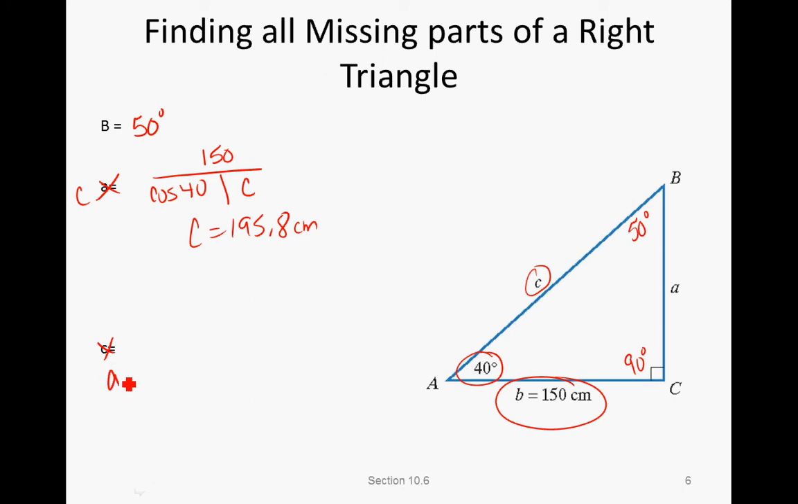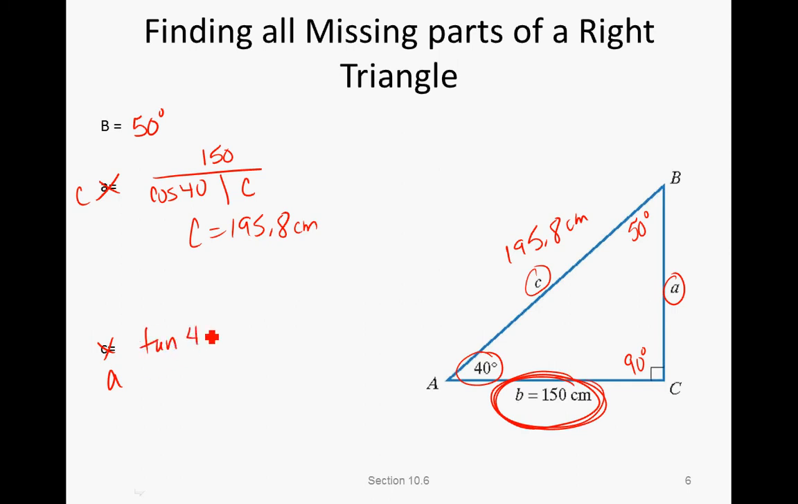Now I'll work on finding side A. And there's many different ways you can do this. You could use Pythagorean theorem. You could use trig functions again. So I think the way that I'll choose to do this to find side A is to use the trig function. So I'm dealing with the opposite side. I know my adjacent side, that would be the tangent function.